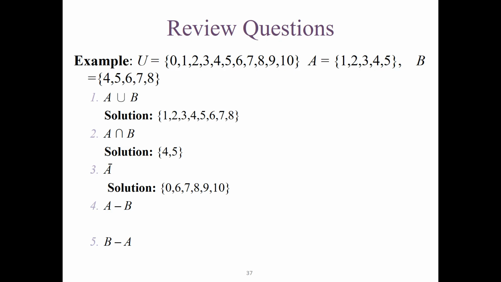And A minus B is the element in A but not in B. So you can check if an element is in A and not in B. Once it follows, then it's in the set A minus B. So we have the elements 1, 2, 3 in A, not in B. B minus A is the element in B but not in A, so it will be 6, 7, and 8.